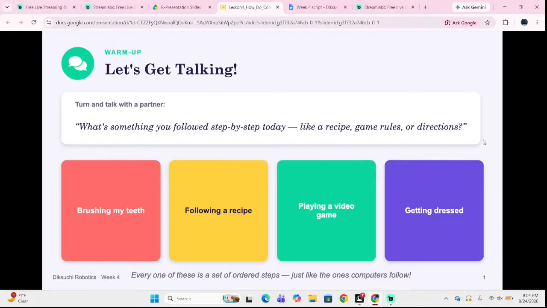Here's the cool part. That's exactly what we're going to be talking about today. Because guess what? Computers do the exact same thing. They just need us to write those steps down super, super clearly. Keep that thought in your back pocket because we're coming back to it.